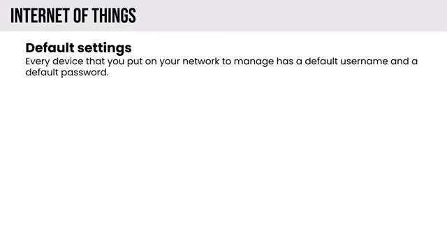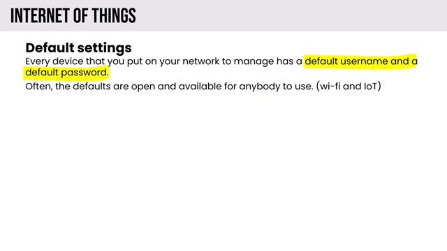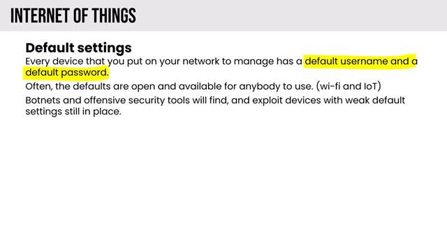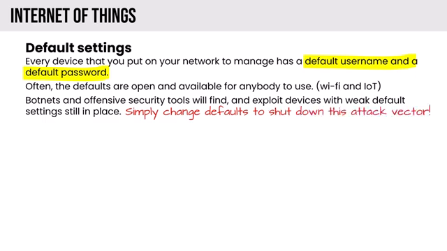Now, IoT devices suffer from some common attack vectors. One of these is default settings. Every device that you put on your network to manage has a default username and password. Often the defaults are open and available for anyone to use. And this is true of Wi-Fi and IoT devices both. Those defaults may be well known, and botnets and offensive security tools will find and exploit devices with weak default settings still in place. Just change these defaults to shut down the attack vector. That's pretty simple. In a business setting, we find that these default settings lingering generally point to a process issue.